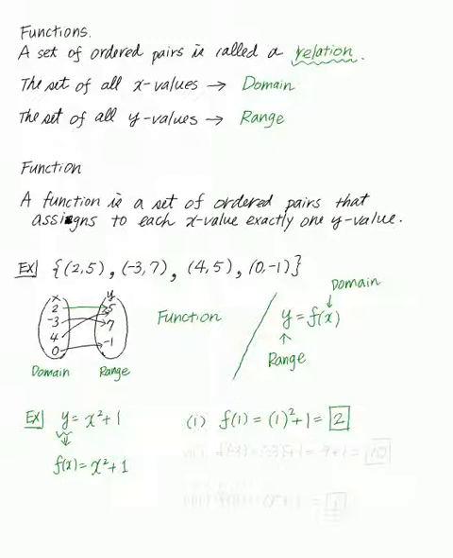Plus 1 is going to give me 2. Let's do a different domain value. In this case, we'll choose f of negative 3. The domain value is negative 3. We're going to figure out the range value.